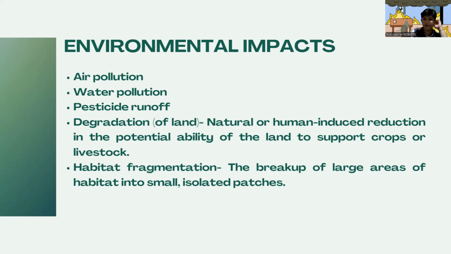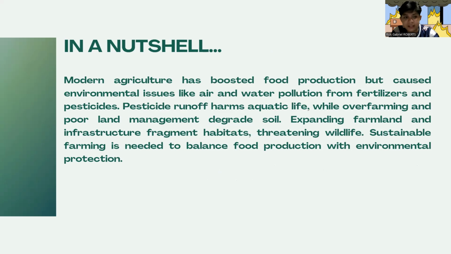So, expanding farmlands and building roads or infrastructures often break up large natural habitats into smaller, isolated areas. This makes it harder for animals to find food, mates, shelter, threatening their biodiversity and causing some species to decline or worse, going extinct.